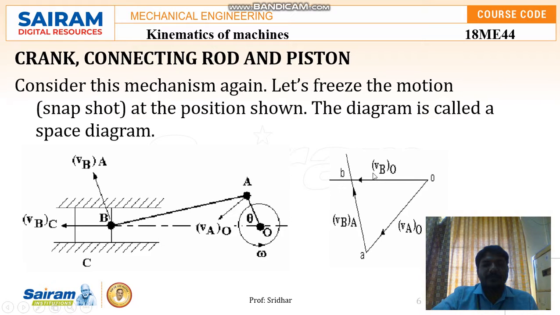We can see the vectors at B, A and O. O is where the link is connected to A, and from A to B one more link, the connecting rod, is connected. Hence O, A, B, with respect to this velocity. This is how we can draw the space diagram for the crank, connecting rod and piston.